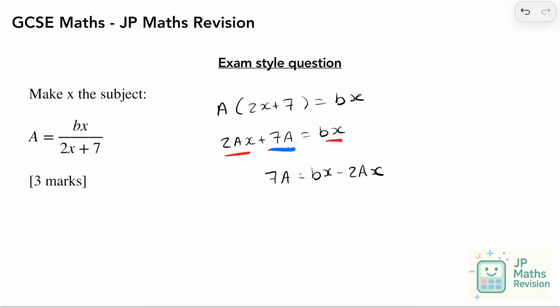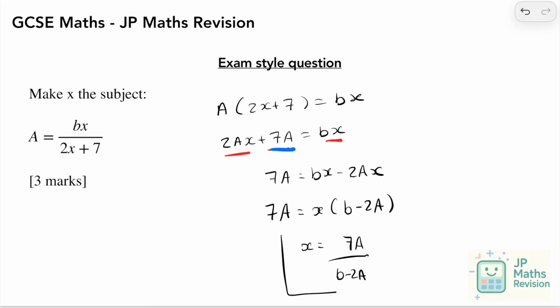And now the trick, factor out the x. So I'm going to do that, so 7a equals x bracket b minus 2a. And now finally, to get x by itself, I'm going to divide both sides by b minus 2a. So I end up with x equals 7a over b minus 2a, and that is the answer to the question.